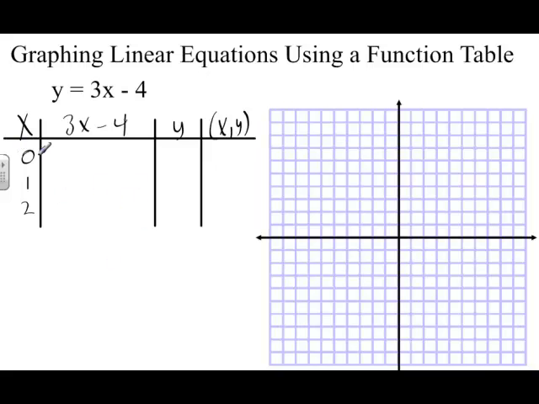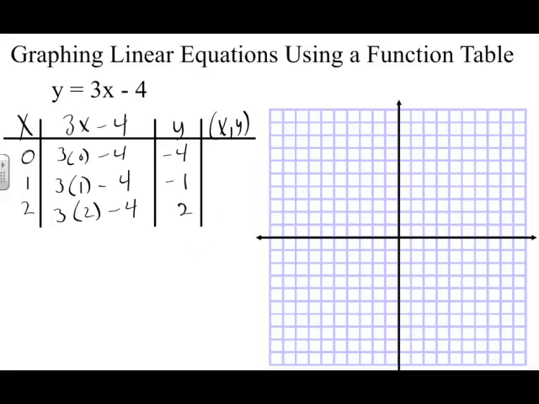So now we substitute 0 in for that x each time. So I have 3 times 0 minus 4. Then I'm going to have 3 times 1 minus 4. And then I'm going to have 3 times 2 minus 4. Okay? So I have 0 minus 4 is negative 4. 3 minus 4 is negative 1. 6 minus 4 is 2.